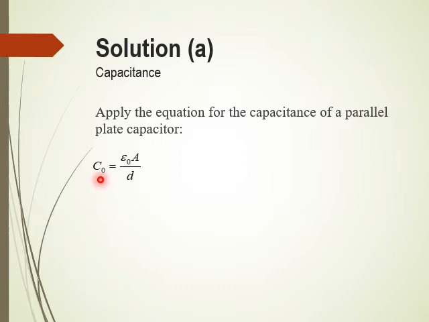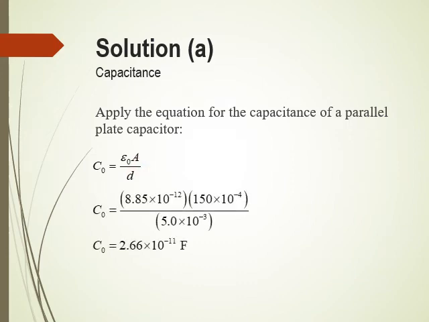Now, the reason why we use a subscript naught here is because the material between the plates right now is the vacuum. Substitute the values into the equation and you will get C equals 2.66 times 10 to the power of negative 11 farad. One thing that you have to take note of is the area. Area is given in terms of cm squared. So 1 cm squared is equal to 1 times 10 to the power of negative 4 meters squared.